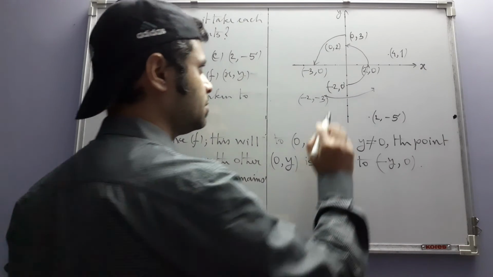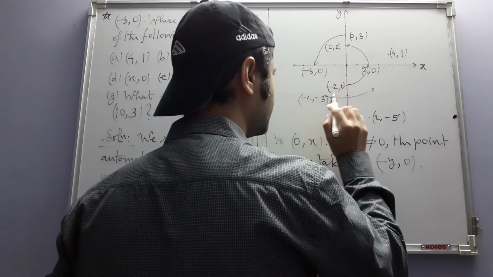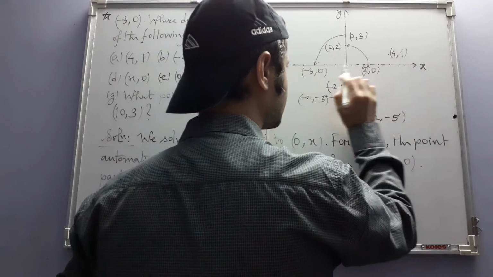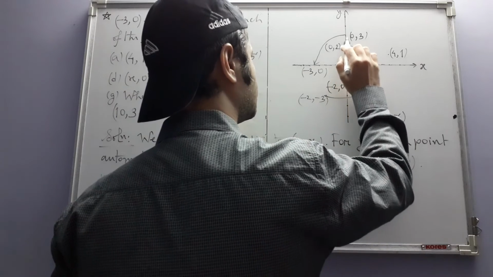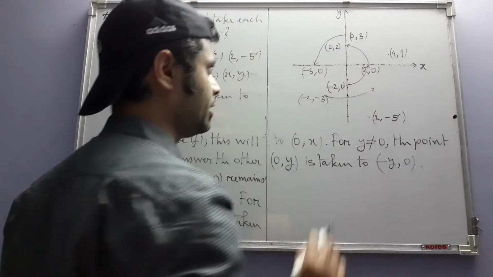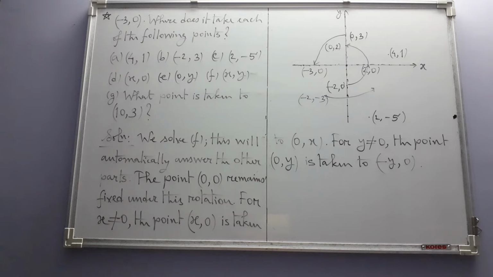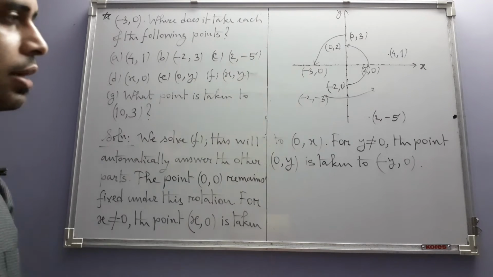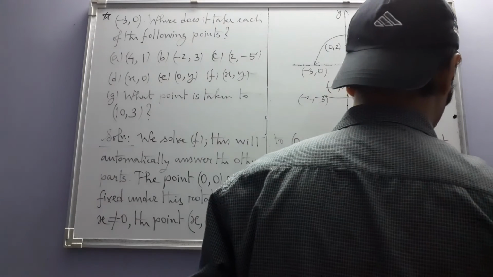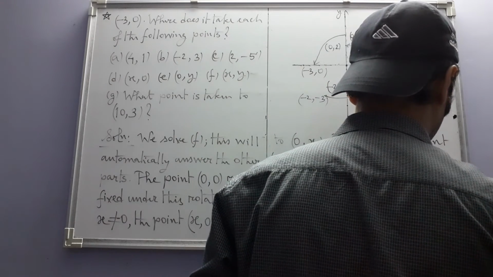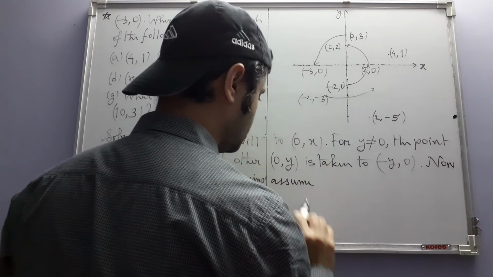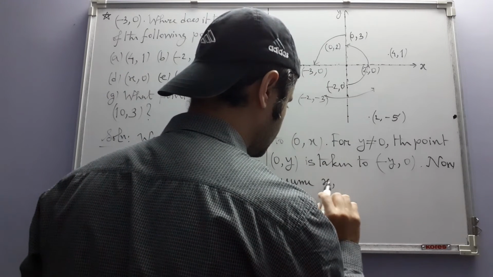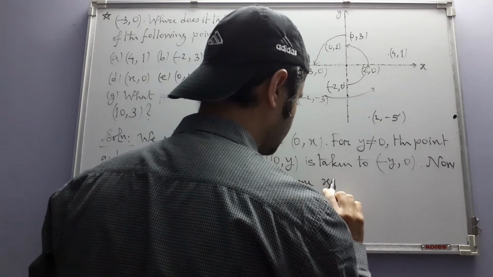Okay, so we have seen what happens to this point, what happens to the other points on the x-axis, and what happens to the other points on the y-axis. Now we can go outside of the axis in the plane. Now assume that x and y are both non-zero.